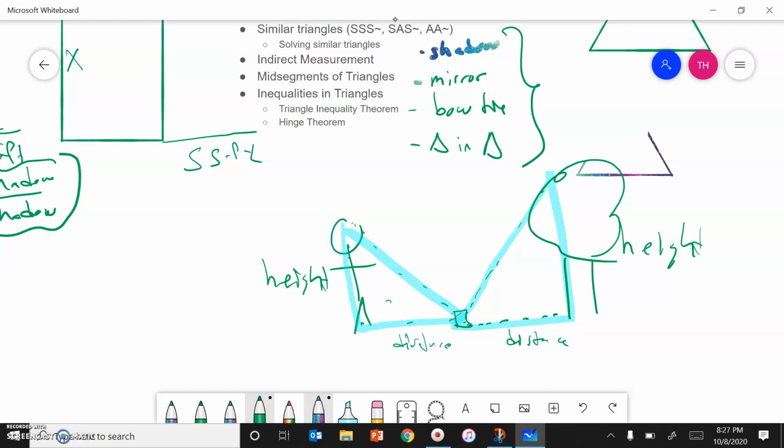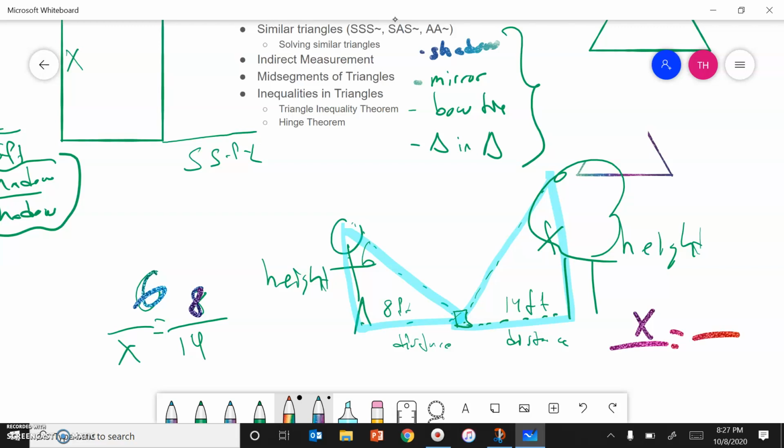So if the guy is 8 feet from the mirror and the mirror is 14 feet from the tree, he's still 6 feet tall. How tall is the tree? So you would do height over height equals distance over distance. If I'm starting with the 6 on the top, I have to use the number of the same triangle on the top as well. If I wanted to start with x on top, then on the other ratio I would have to start with 14 on top. All of these are equivalent to each other. You just have to know how to do that.